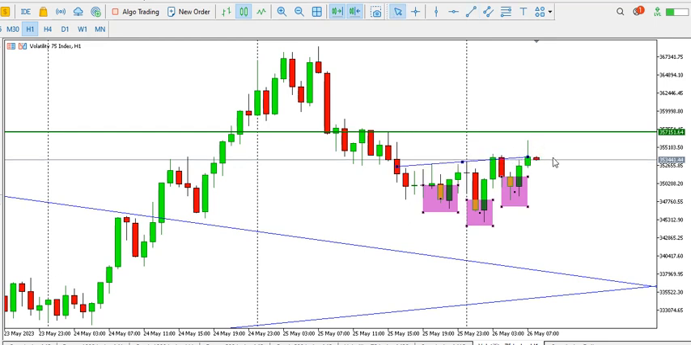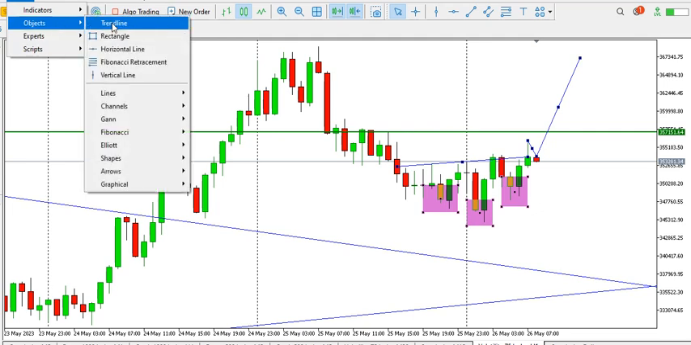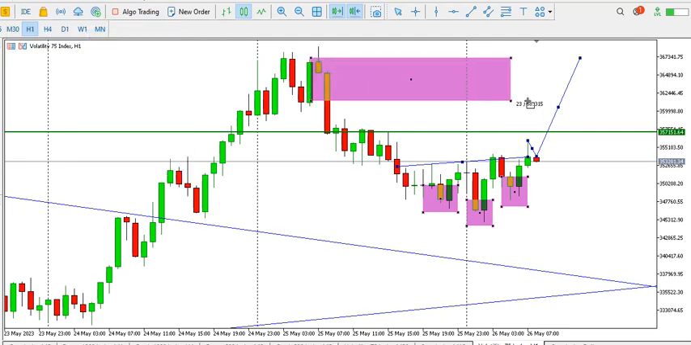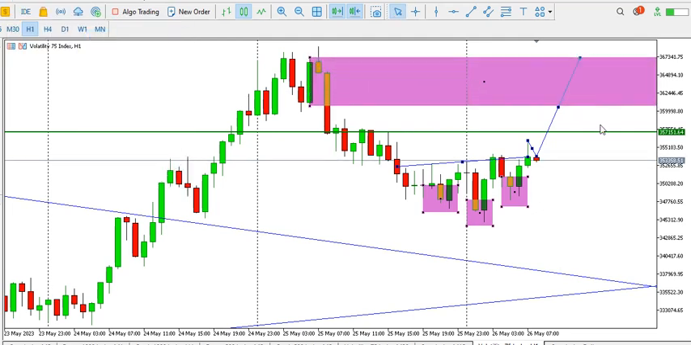And if the neckline breaks, we might see a retest of that particular point, and then we might see price pushing up to this other block where we have this particular resistance. I see price pushing up to this other block on the 1-hour time frame. So that's that for the 1-hour time frame.